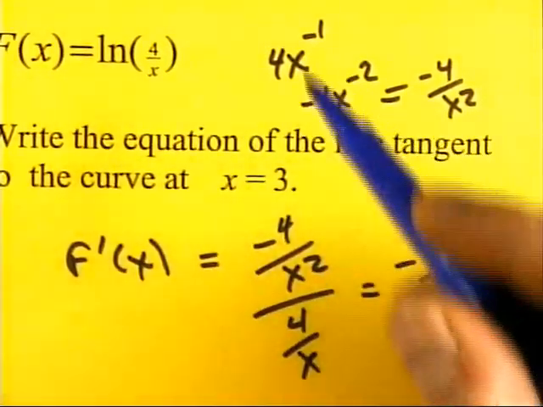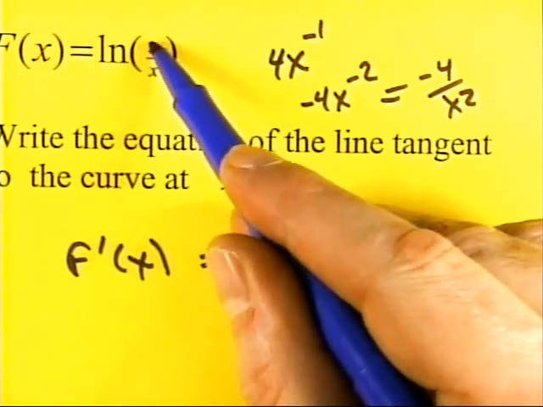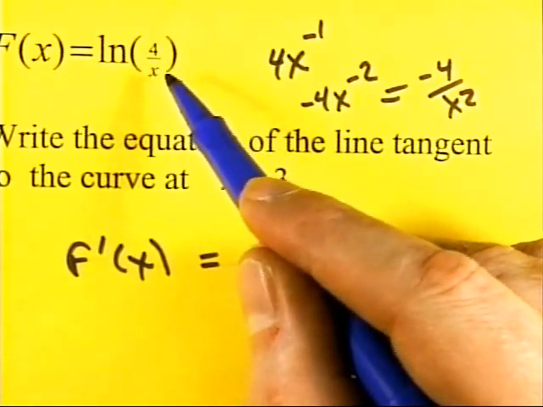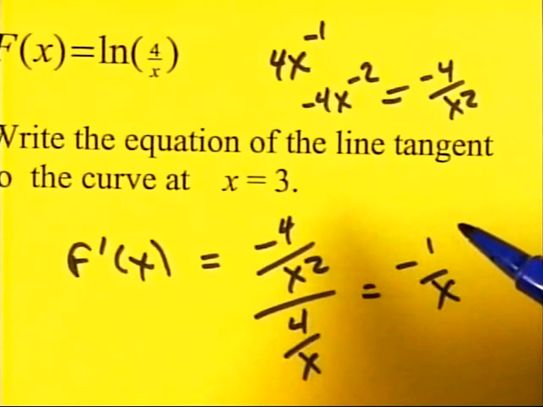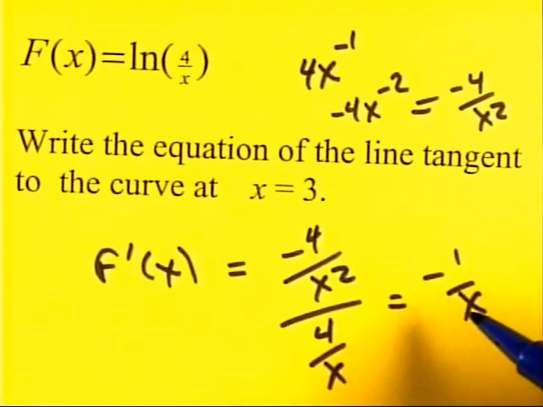And you know what's something interesting? You'll get the same derivative every time, no matter what this number is. If this is a constant divided by x, the answer will always be negative 1 over x for the derivative, always. And you could practice with that to see that.